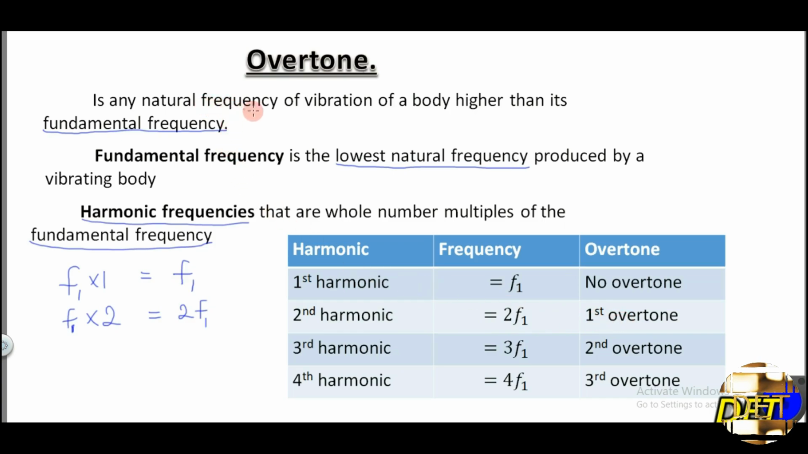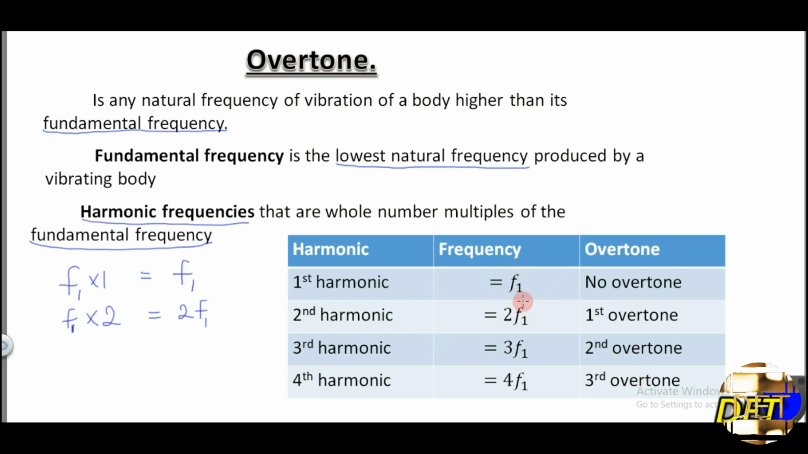An overtone, like I said, is the natural frequency of a body that is higher than the fundamental frequency. So it's higher than the fundamental frequency by 2. It's very important that you should know that your first overtone is equal to your second harmonic. Then the third harmonic is equal to your second overtone. Your fourth harmonic is equal to your third overtone.